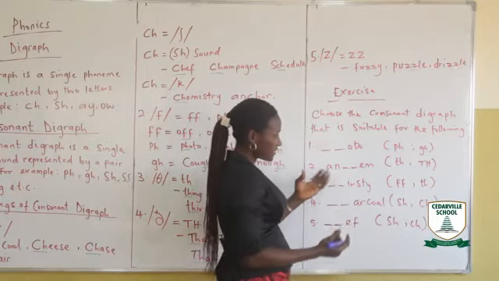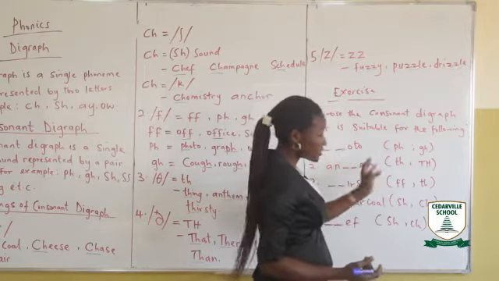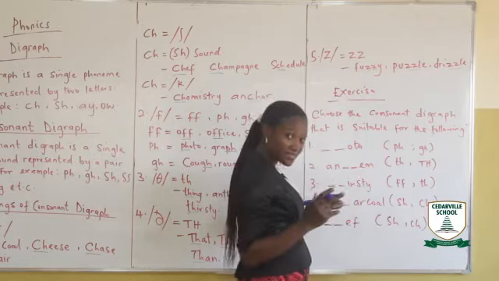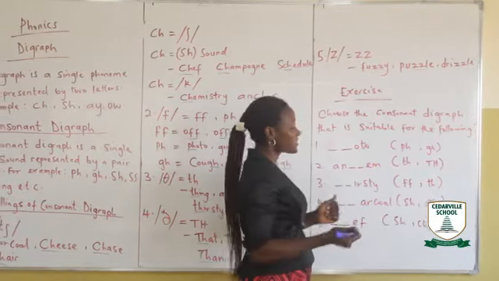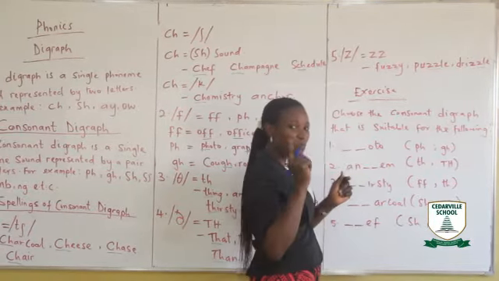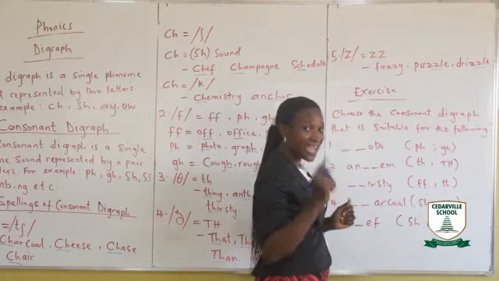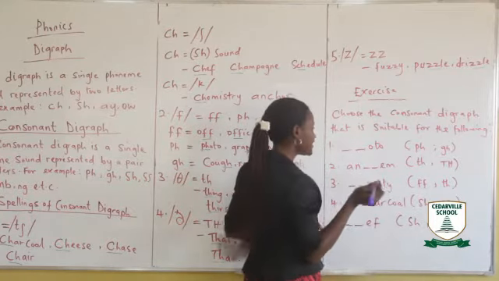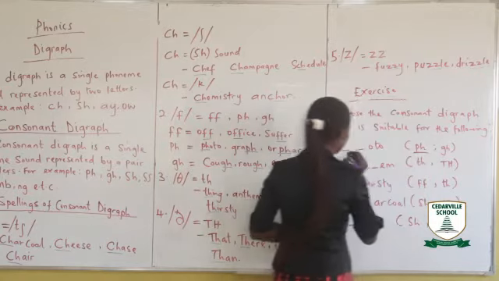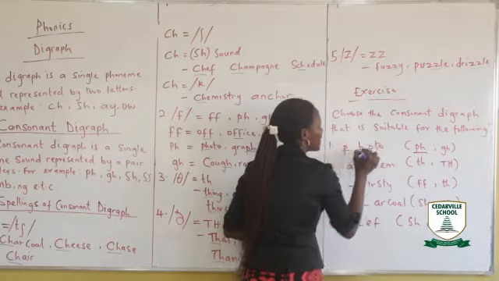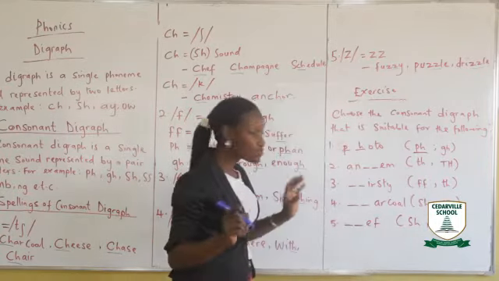The first one, what is the right digraph? Which one do we choose, the first or the second? Both sounds, but one spelling is correct. And which spelling is that? The PH. So here we have PH, which gives us the word photo.